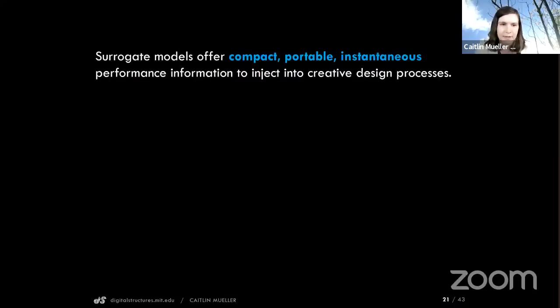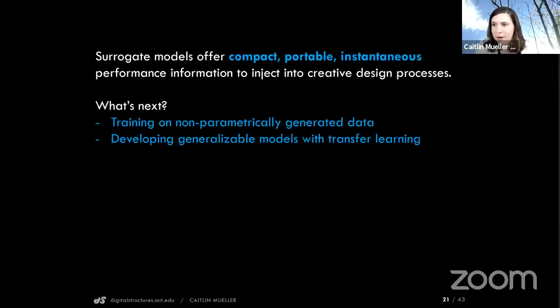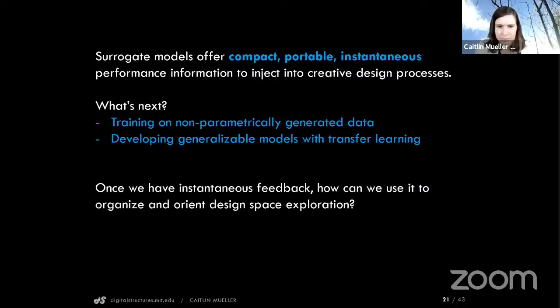So we're really excited about surrogate modeling as a way to make compact, portable, and instantaneous performance information available to designers early and creatively. There are several challenges with surrogate models, namely that they require a lot of data to train. One of the things that I won't show here, but that's ongoing work, is thinking about how to train surrogate models really flexibly with, for example, non-parametrically generated data, and thinking about ways to generalize them across different model types using something called transfer learning.